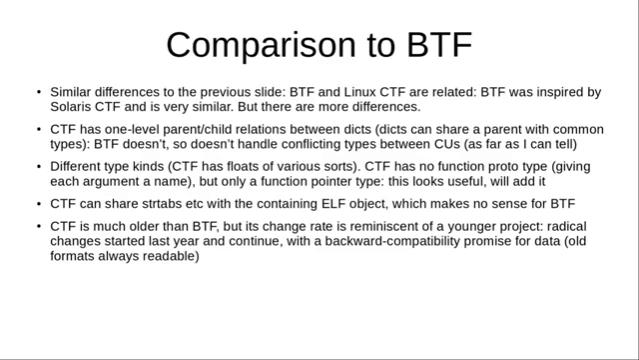CTF has kept floats. BTF has obviously thrown them out because there aren't any in the kernel. CTF doesn't have a function prototype type. We have function pointer types, but BTF has a function prototype type in the header file, which includes a name for every parameter. This seems really useful, so I think I'm going to add that to CTF. CTF can share string tables with the containing ELF object to shrink its internal string table. This can sometimes be quite a dramatic shrinkage. Obviously, BTF can't do that because the kernel doesn't have a string table, so there was no point keeping it.